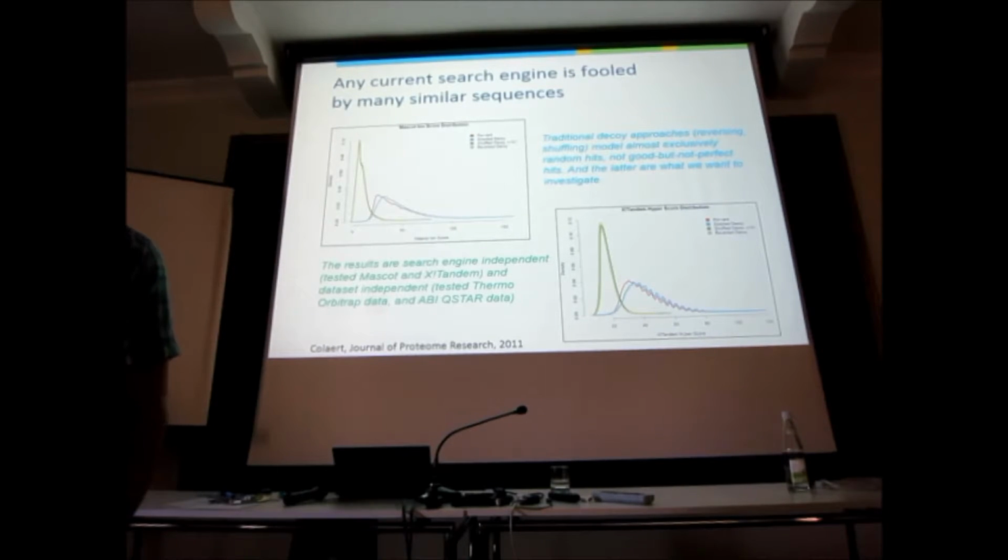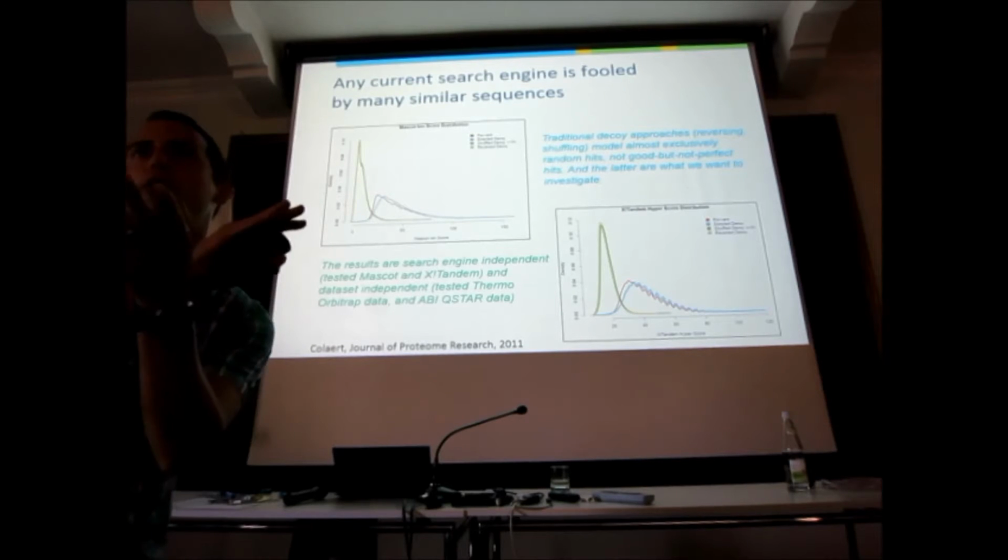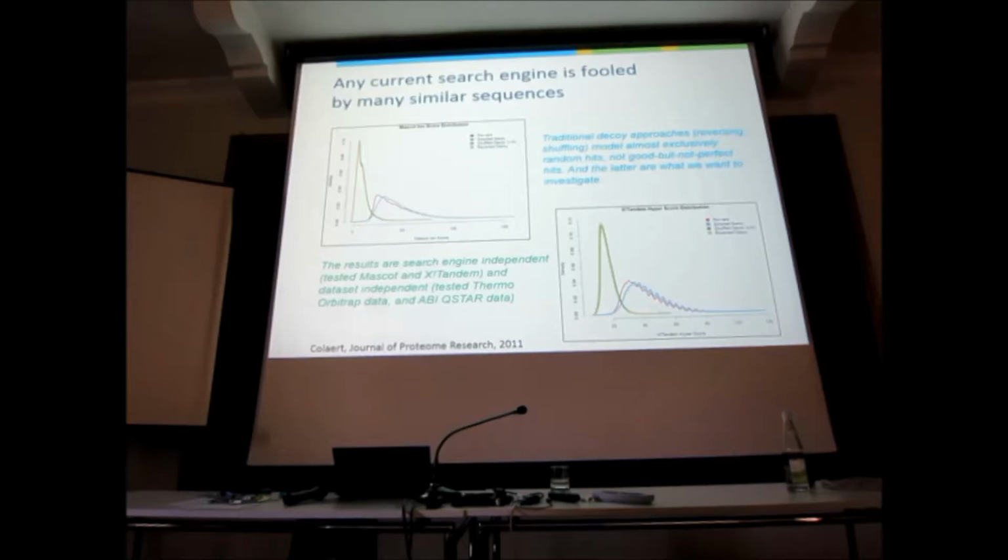So the next time somebody tries to publish a paper where they say reversed is 0.so many % better than shuffled, you go, bleh. Because even if you shuffle the damn thing 10 times, it gives you more or less exactly the same distribution. Okay? So how you make the decoy doesn't matter.